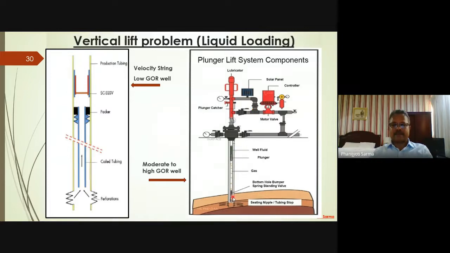The plunger is installed at the bottom, and it moves from the bottom to the surface, and with the piston effect, the oil is produced. And these are the different types of components installed in the plunger lift.